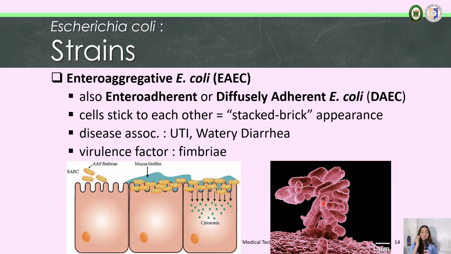Kapag nagsama-sama daw po sila, because of the microscopic morphology of Escherichia coli, again, ano po ulit yung general microscopic morphology ng Enterobacterales members? They are gram-negative bacilli. So they're gram-negative bacilli that are straight with rounded ends. Okay, so medyo mukha nga silang bricks. All right, so again, the enteroaggregative E. coli has been described to have a stacked brick appearance because they tend to aggregate or stack upon each other, as we can see right here in this illustration and in this electron micrograph.